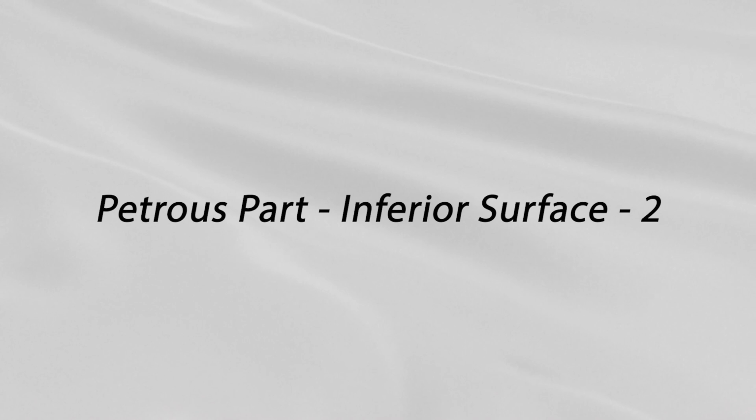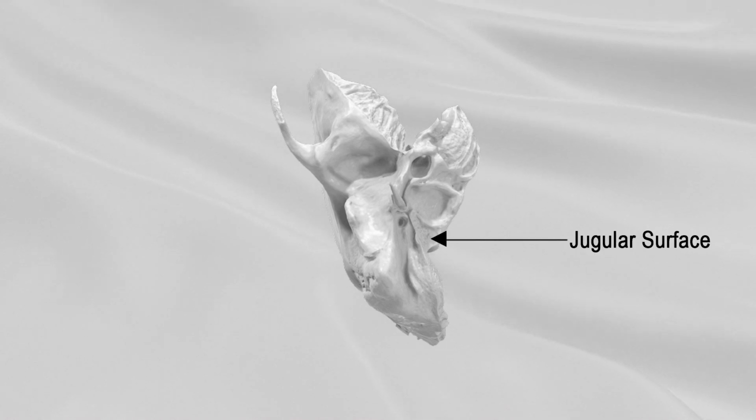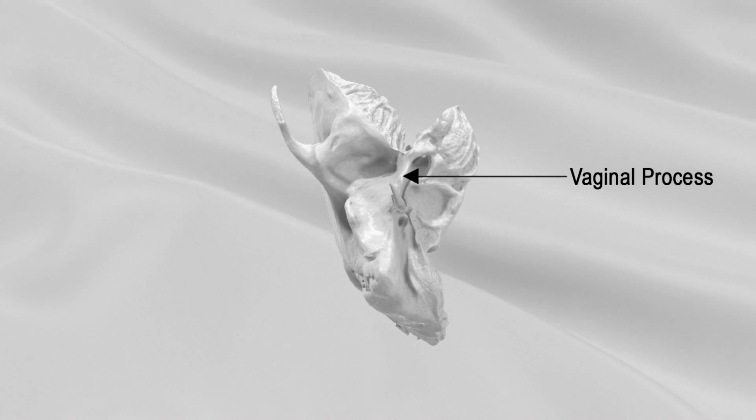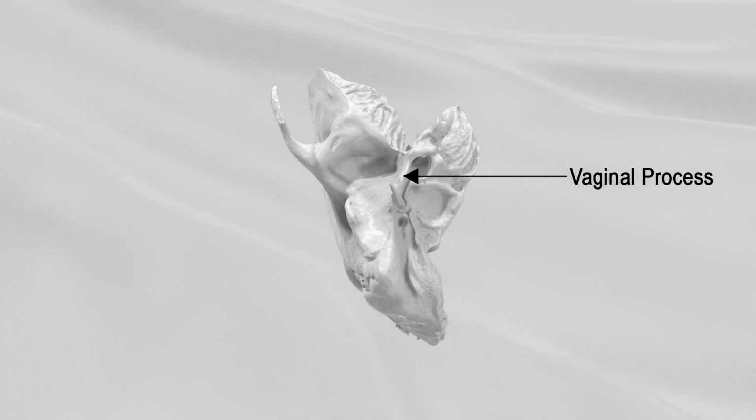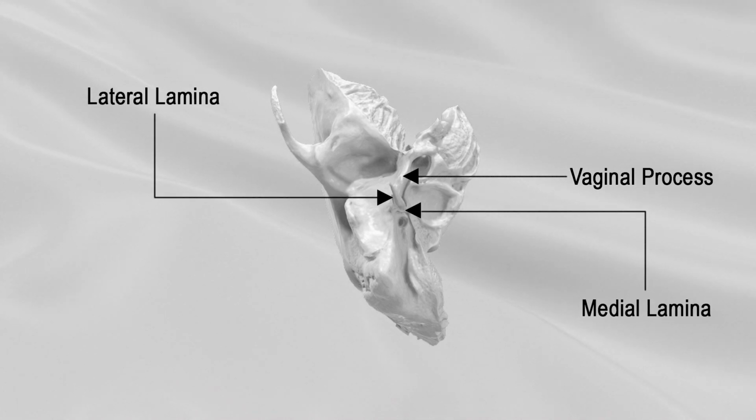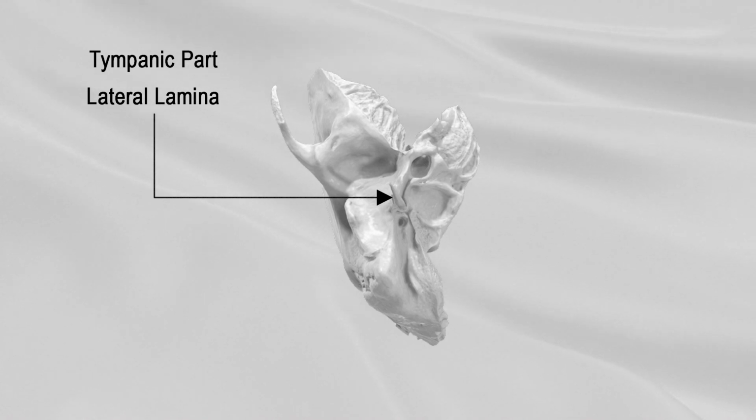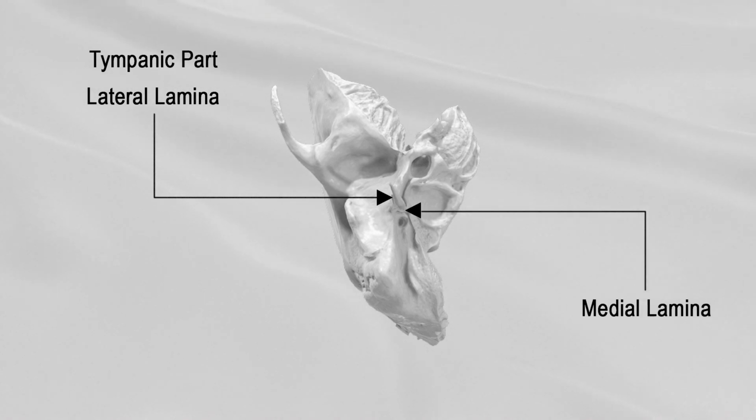Petrous part, inferior surface, part 2. Behind the jugular fossa is a quadrilateral area, the jugular surface, articulating with the jugular process of the occipital bone. Extending backward from the carotid canal is the vaginal process, a sheath-like plate of bone, which divides behind into two laminae, lateral and medial. The lateral lamina is continuous with the tympanic part of the bone. The medial lamina continues with the lateral margin of the jugular surface.